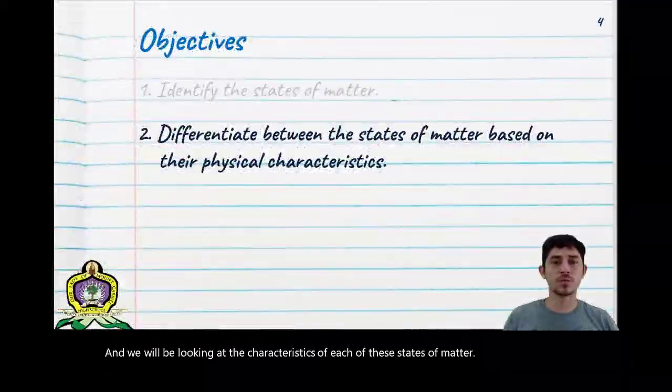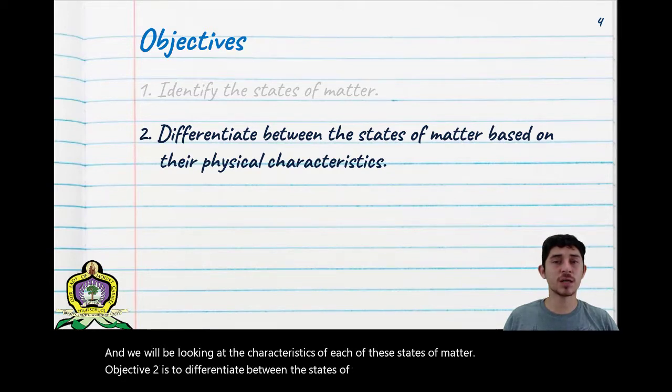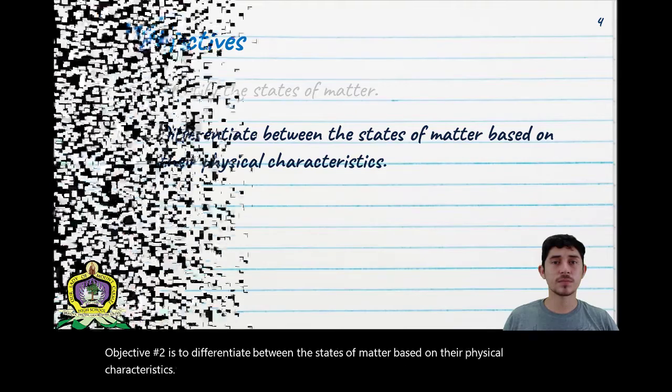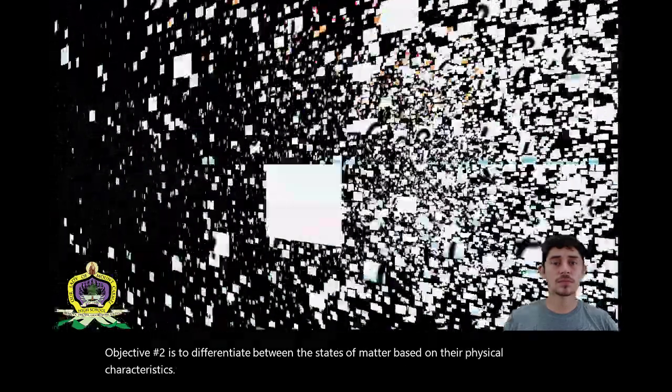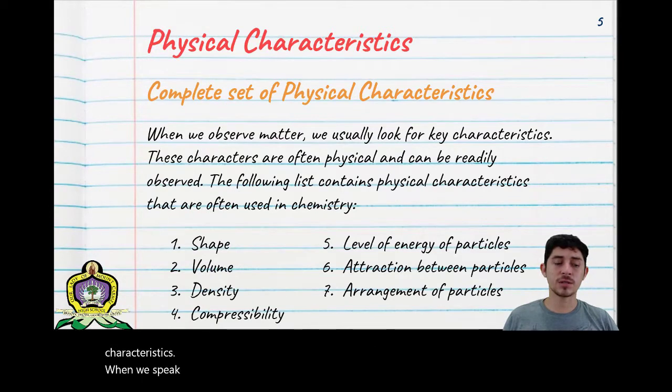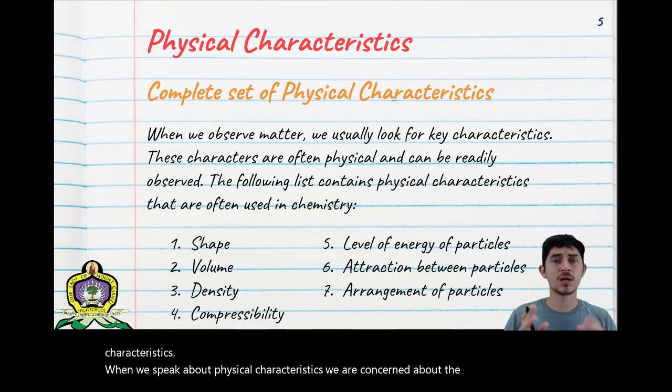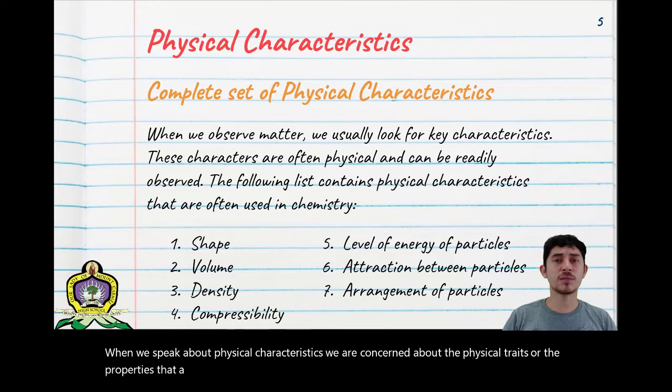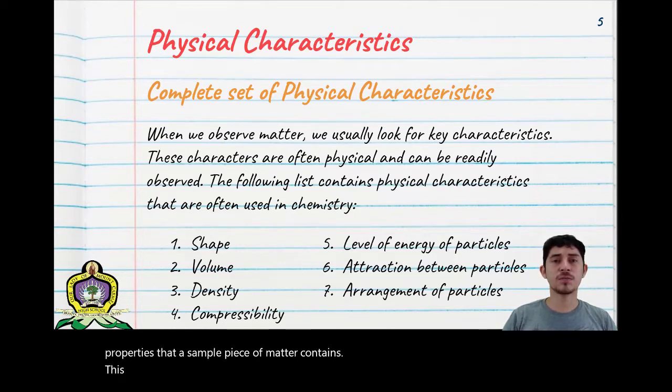Objective number 2 is to differentiate between the states of matter based on their physical characteristics. When we speak about physical characteristics, we are concerned about the physical traits or the properties that a sample piece of matter contains. This means that matter will have certain traits that identify it and make it special.